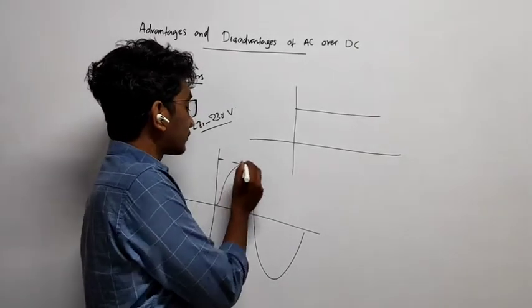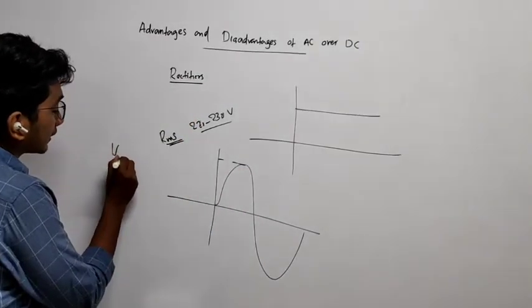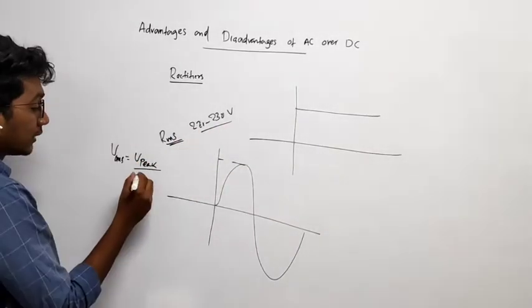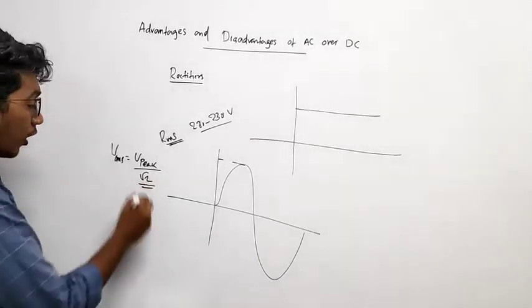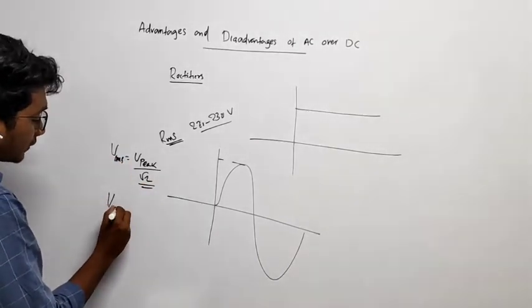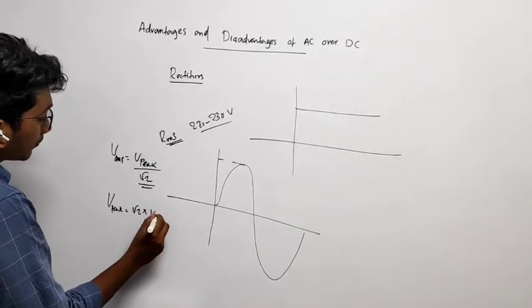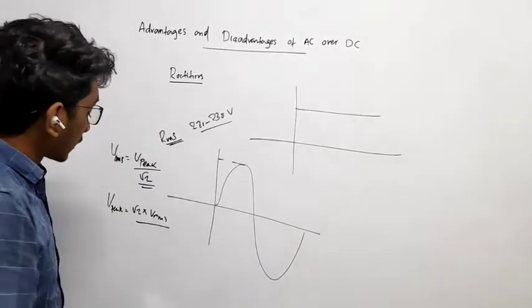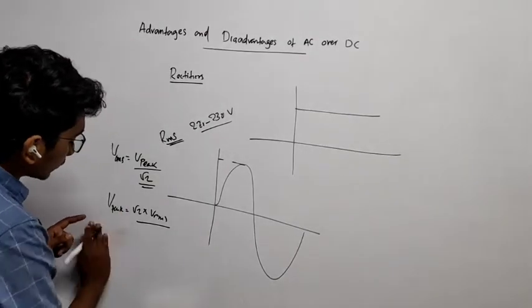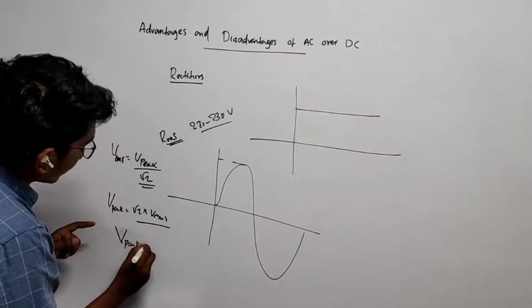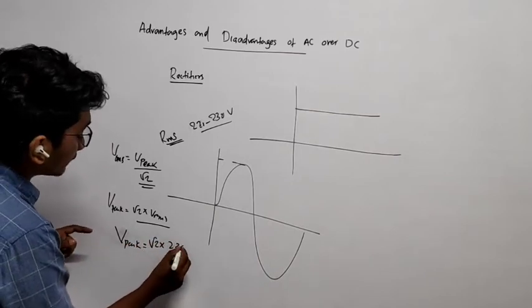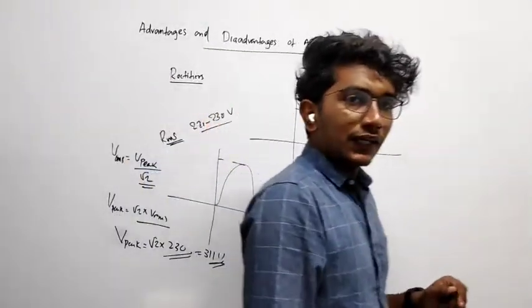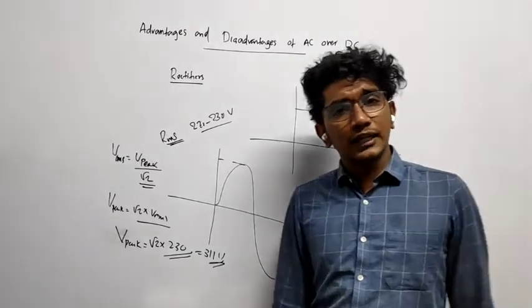So the peak is here. We know that Vrms is equal to V peak, or V maximum, divided by root 2. So how much will V peak be? Root 2 into Vrms. In a household circuit, suppose you consider 230 volts, V maximum will be root 2 into 230. So it will be almost 311 volts. I don't know the exact value, but it is almost 300 plus.